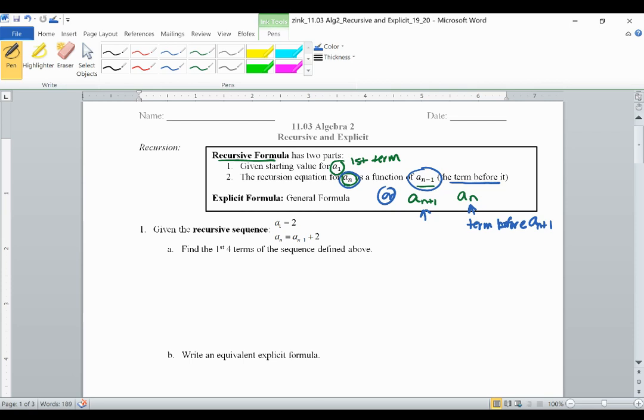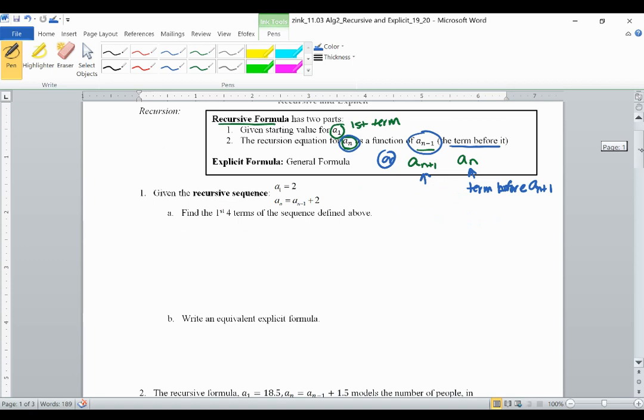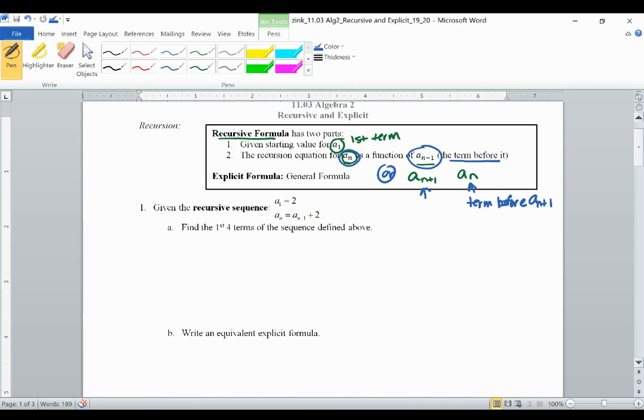Some of you are going to be good at just looking at this and seeing it, and it makes sense. Some of you are going to have a little trouble. So we're going to try to look at it two different ways. If it's easier for you, you can just figure it out. And if it is harder for you, we'll show you a little bit more concrete way. Let's start with number 1. Given the recursive sequence, a sub 1 is 2 and a sub n equals a sub n minus 1 plus 2. Find the first 4 terms of the sequence defined above.